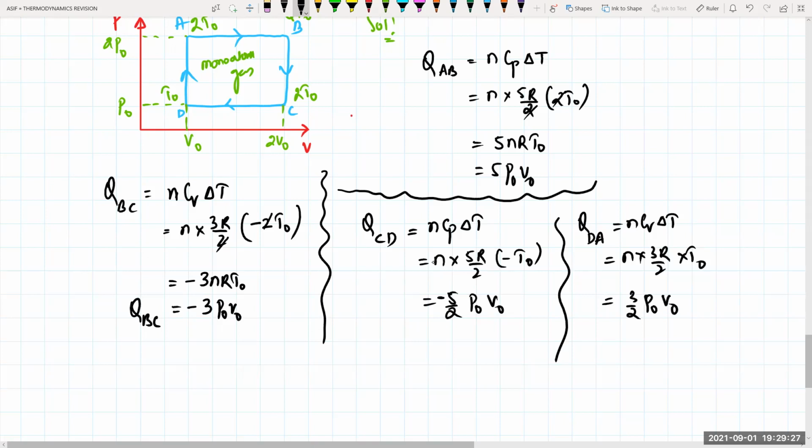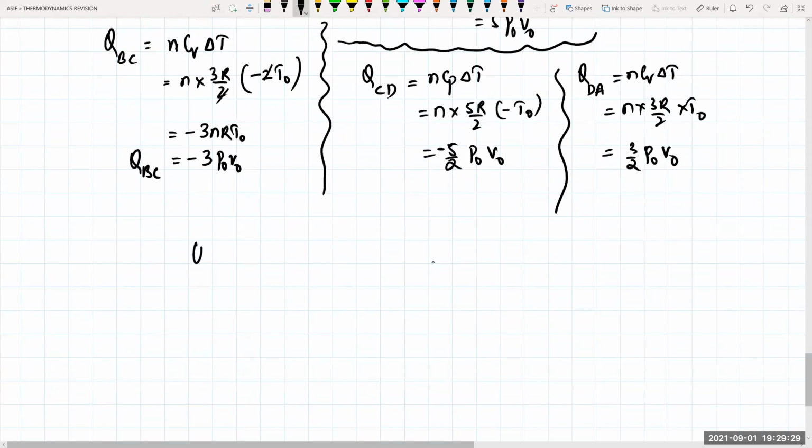Now tell me what all the positive Q's are. So Q positive will be equal to 5 plus 3 by 2, into P naught into V naught. That will be equal to how much? 5 plus 3 by 2, 10 plus 3, 13. So that will be equal to 13 by 2 times P naught into V naught.